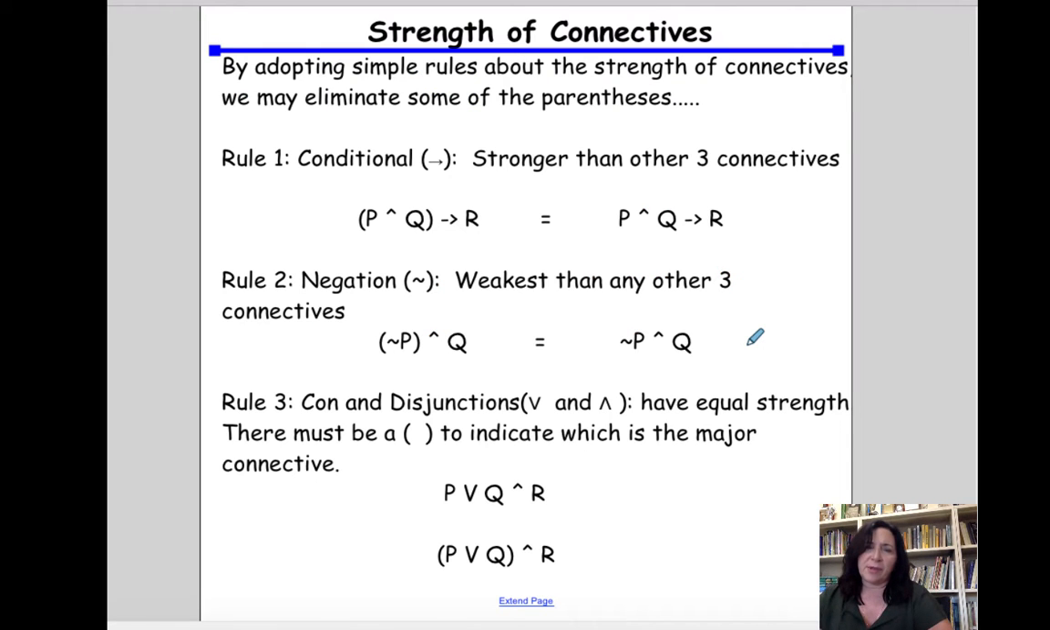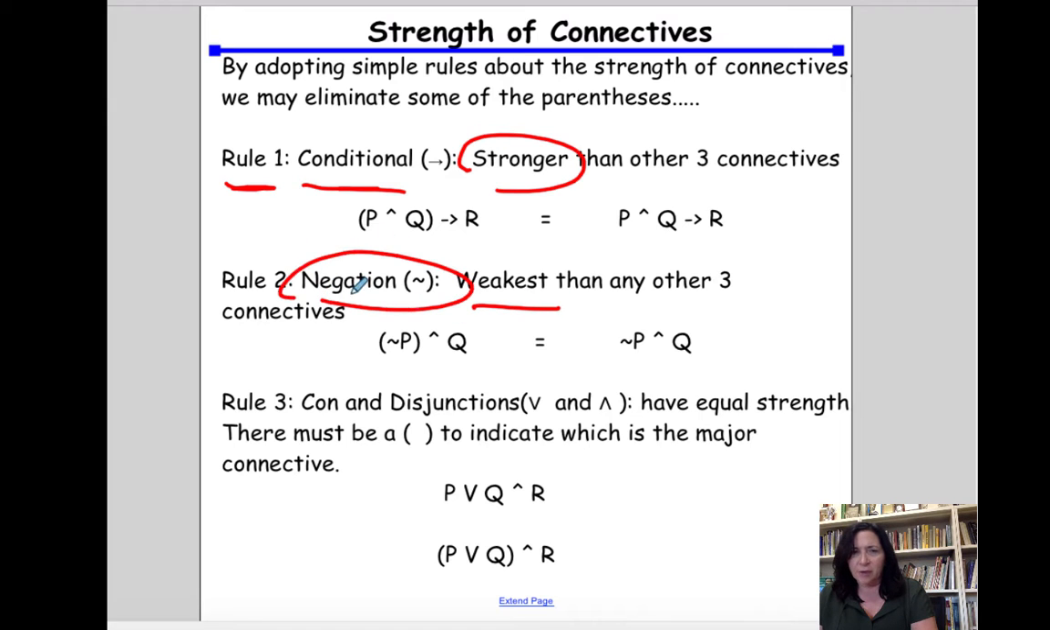Next question. The next thing we're going to talk about is we're going to review logic just a little bit, and we're going to do a couple of problems in logic. Rule number one, do you remember the rule that conditional statements are the strongest? They're stronger than all three of the other connectives, which are conjunctions, disjunctions, and negations, but not biconditionals. Biconditionals are stronger than the conditionals, but conditionals are stronger than everything else. The weakest link is the negation, okay?